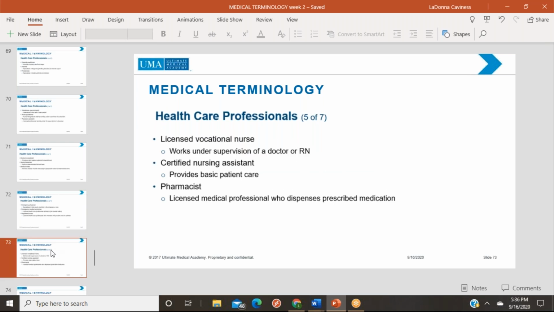Licensed vocational nurses work under the supervision of a doctor or RN. A certified nursing assistant provides basic patient care. And a pharmacist is a licensed medical professional who dispenses prescribed medications.